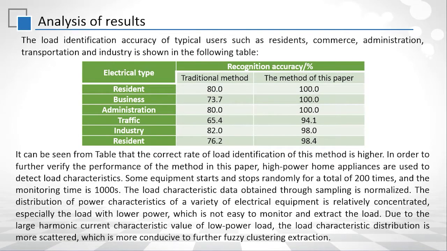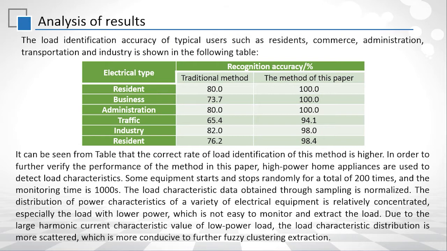The load identification accuracy of typical users such as residents, commercial and administration, transportation, and industrial is shown in the following table. It can be seen from the table that the correct rate of load identification of this method is higher.